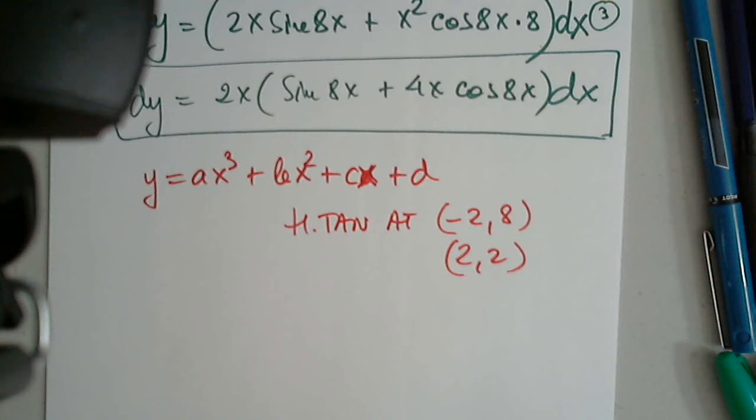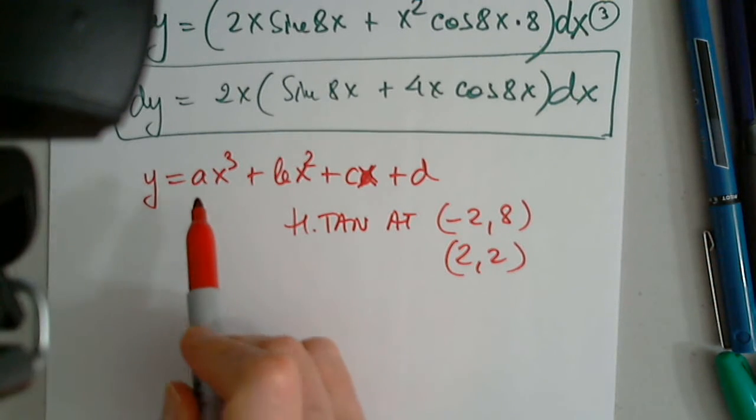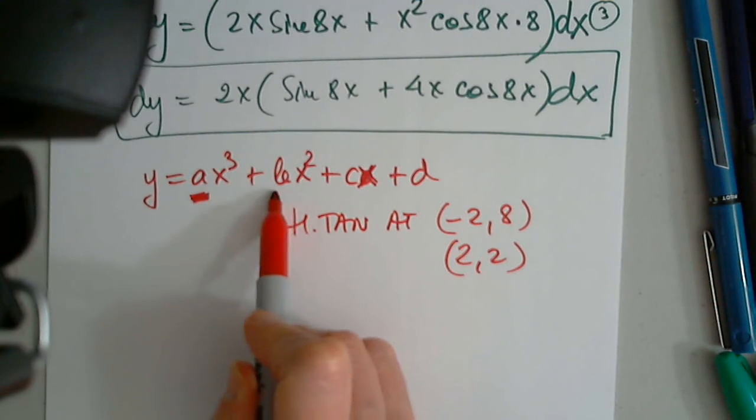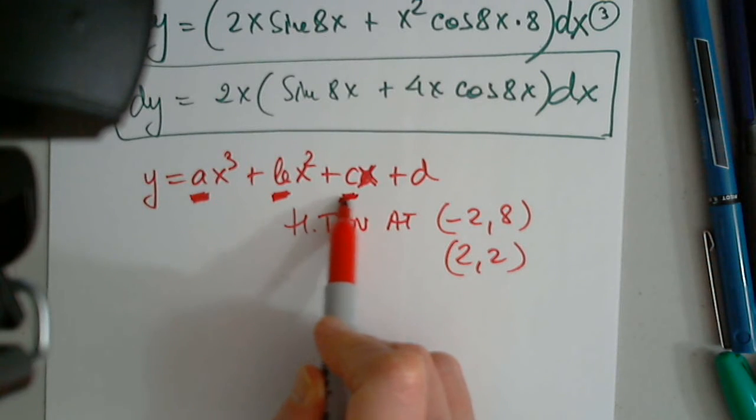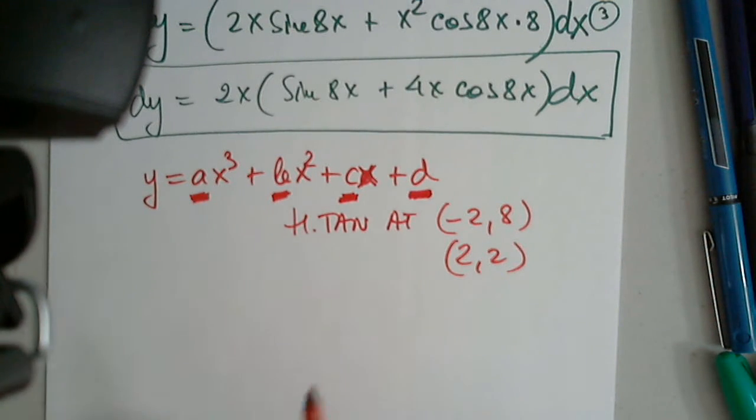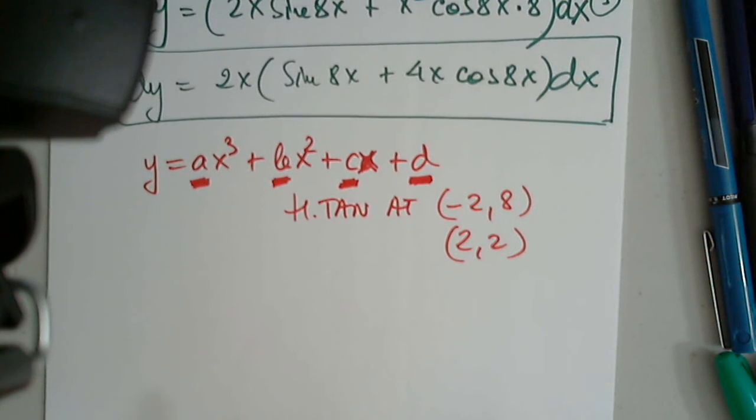Okay, so we're asked to find a cubic function. So obviously, this is the general form of a cubic function, and these are the unknowns. How many unknowns do we have here? Or variables or parameters? How many equations do I have to come up with?